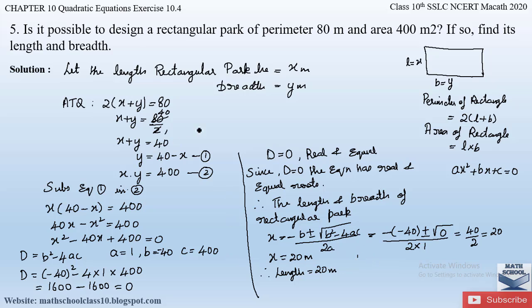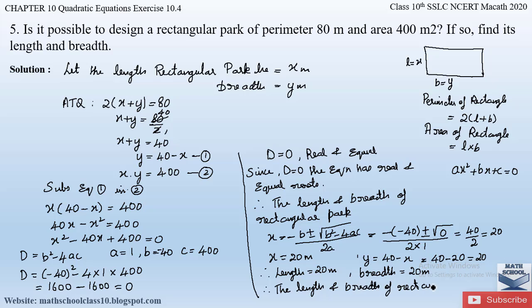Now we can find the breadth, that is the y value, by substituting in equation 1 where y is equal to 40 minus x. So y is equal to 40 minus 20, which gives y as 20. Therefore, breadth is again 20 meters. So the length and breadth of the rectangular park are 20 and 20 meters respectively.